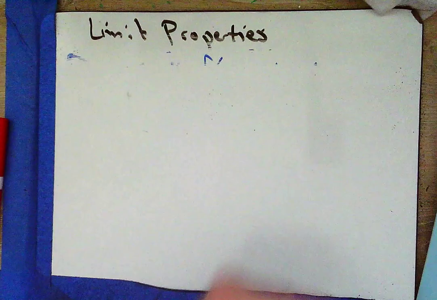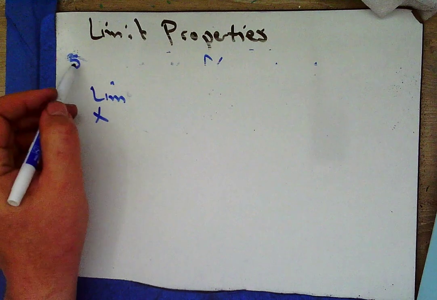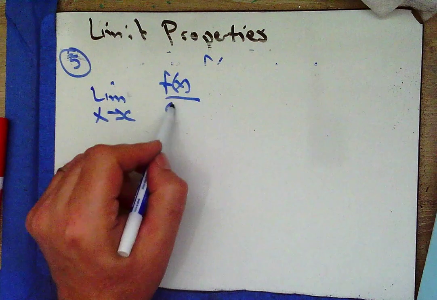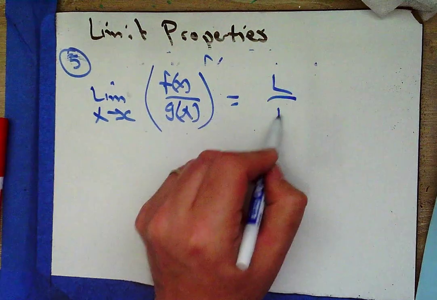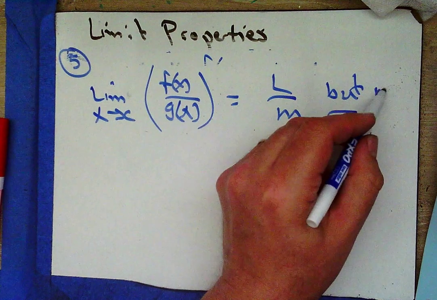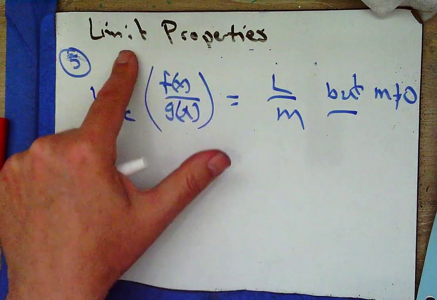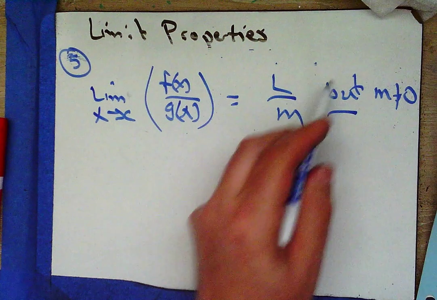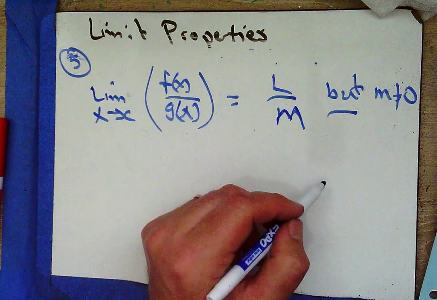Now, we've got two more. The limit as, I guess this is property 5: 1, 2, 3, 4, 5. The limit as x approaches c of f of x over g of x. So this is going to work out to be L over m, but m can't be equal to 0. If m is equal to 0, our limit is undefined. So I don't think you have to worry about that so much. Like you don't have to write this down. You just have to recognize, oh my goodness, I can't have a 0 in the denominator.